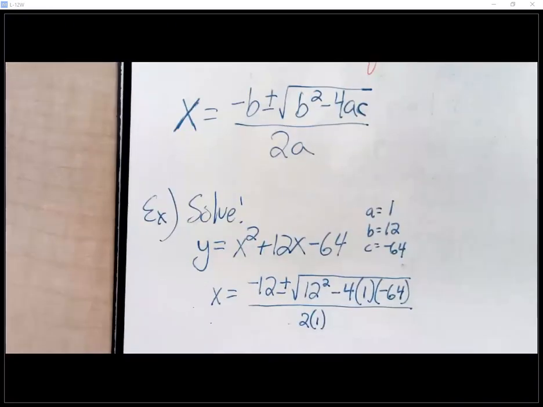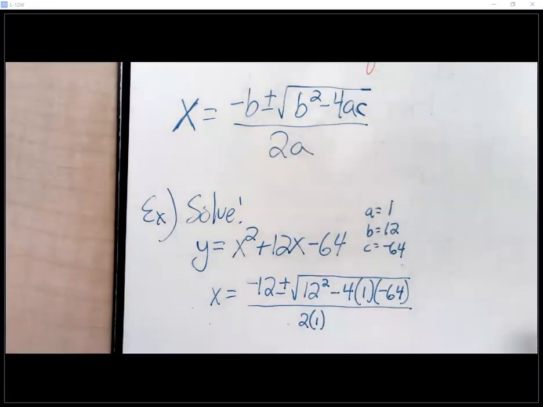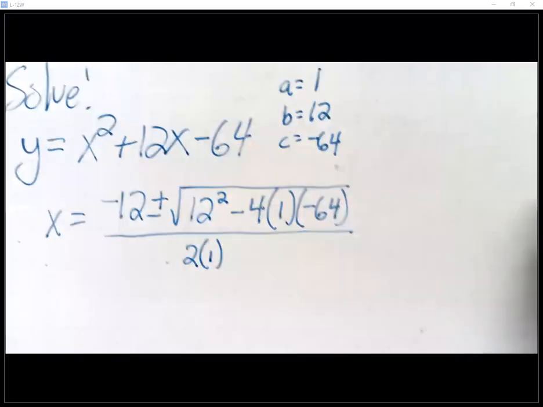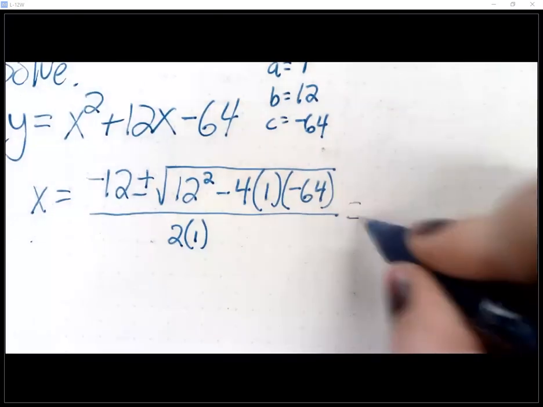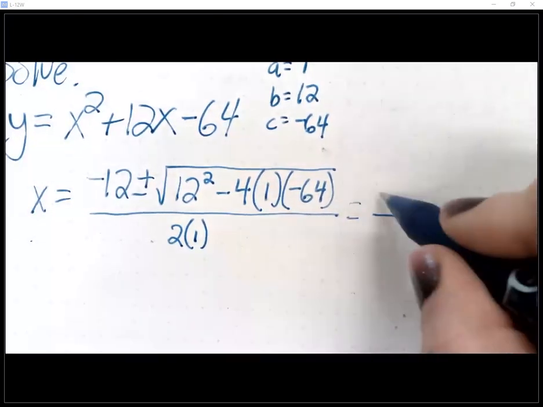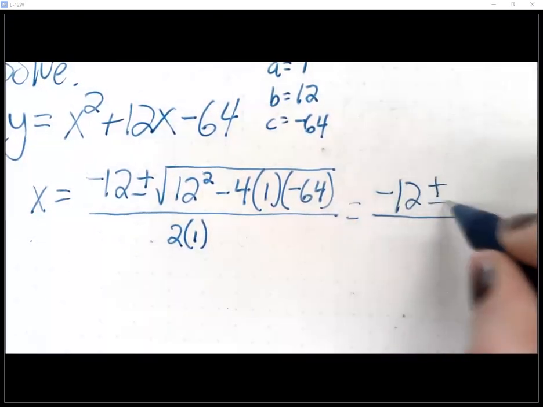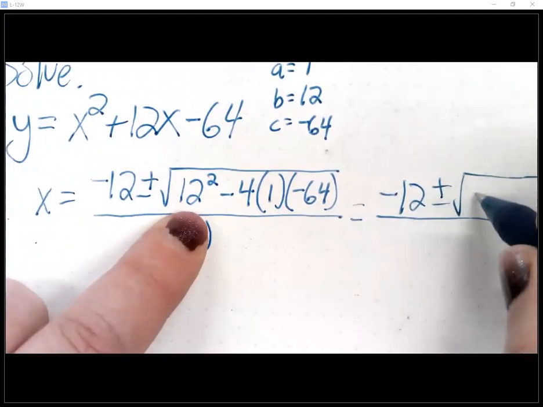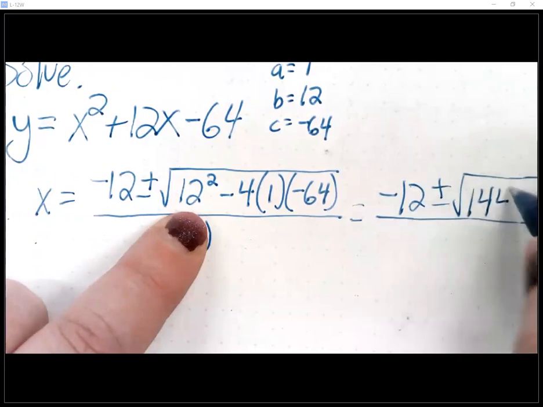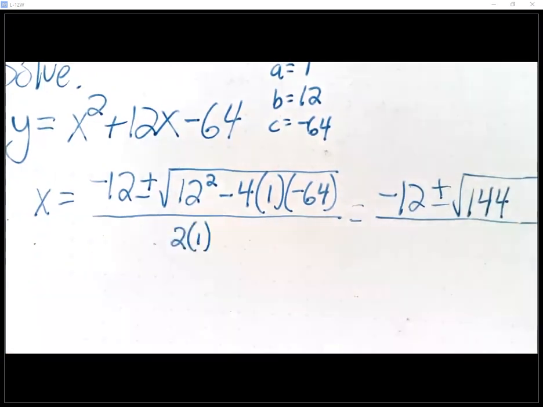Now, there's the easy part, just popping all those numbers in. Now you need to evaluate that correctly. So let's go through the steps to make sure that we're not messing up this part right here. All right, you ready? So out in front, I just have that negative 12, plus minus, big old square root. 12 squared is just 144, right? Here's where kids mess up all the time. I can't even tell you how often kids mess up a sign right here.